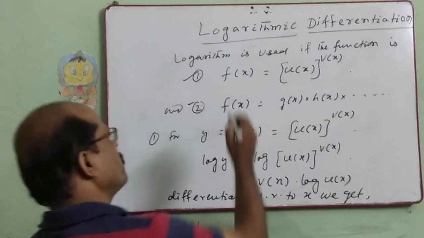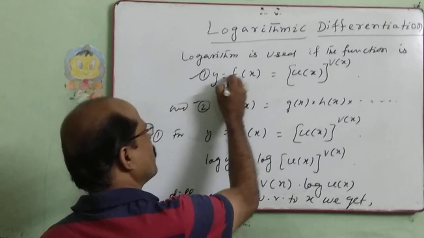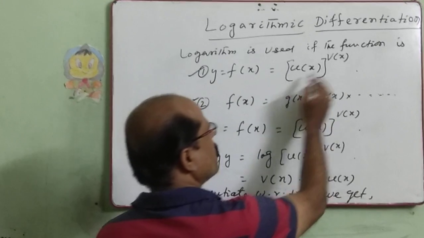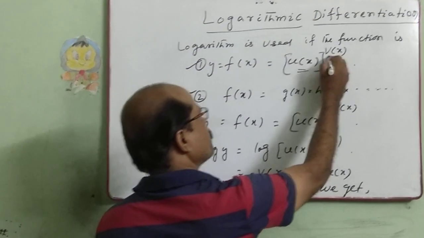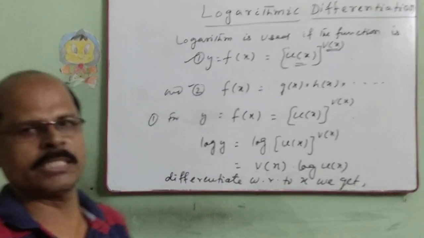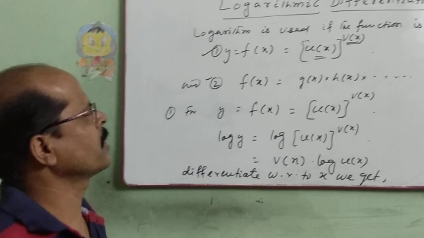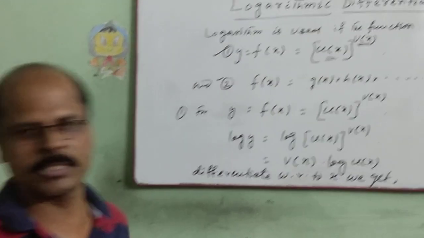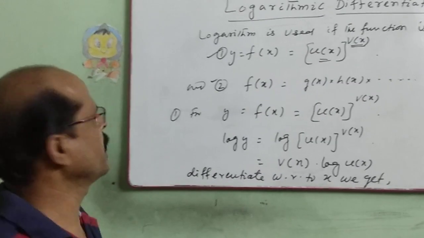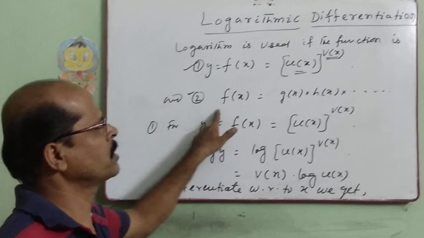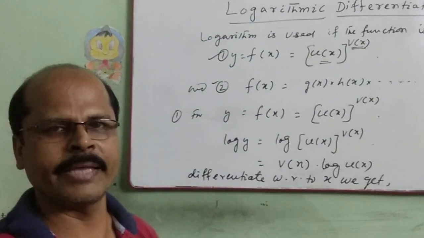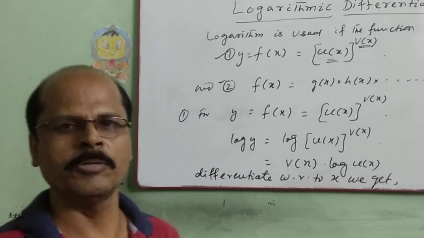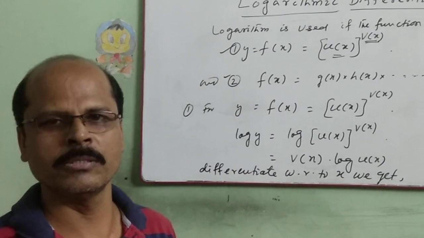One is if the function y equal to f of x equal to u of x to the power v of x. That means both base and exponent both are the variable of x. We can use the logarithm and it will be easy to differentiate. Again, if the function is the product of two or more functions, then by the help of logarithm, if you differentiate, it will be more easy.